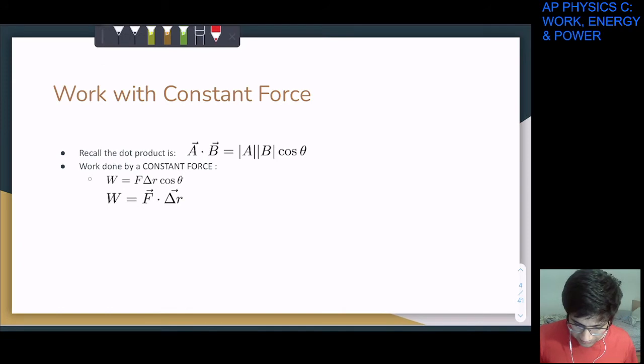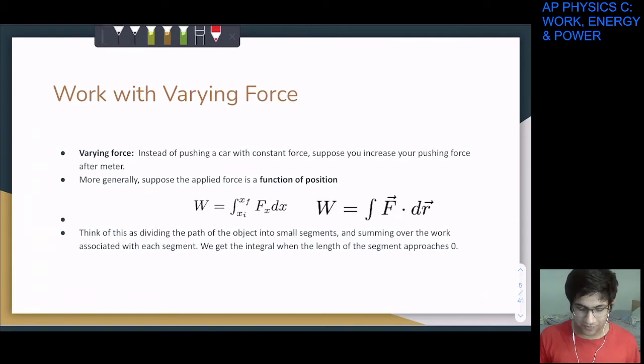Awesome. Now, in the special case of work with constant force, that's this relationship here. This is the dot product. So this is the formula for work done by a constant force. This is not always the case. Sometimes we have work with varying force.